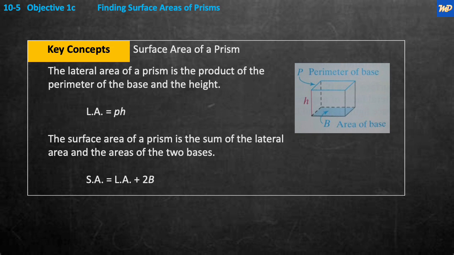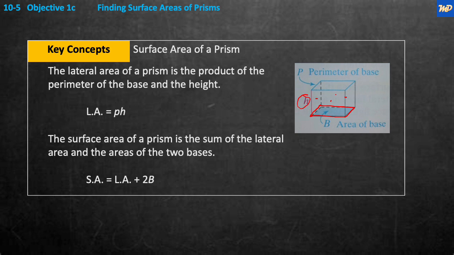Okay, objective 1C, that's the third slide in objective 1. Finding surface areas of prisms. Here's the key concept. The lateral area of a prism is the product of the perimeter of the base and the height. So you go around the perimeter of the base. If you can find the perimeter of the base and multiply it by the height, you know the area of the lateral surfaces. That's PH, perimeter times the height.